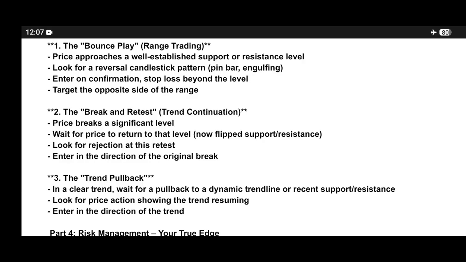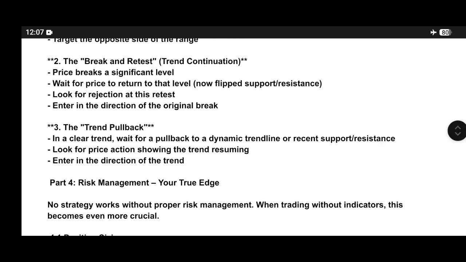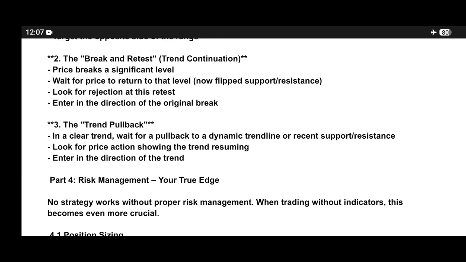So when it moves upward, it reverses a little bit and then moves upward again. This is what we call a pullback. So the third one is the trend pullback. In a clear trend, wait for a pullback to a dynamic trend line or recent support or resistance. Look for price action showing the trend resuming. Then number 3 is enter in the direction of the trend.